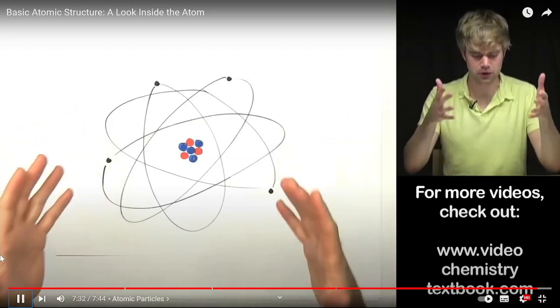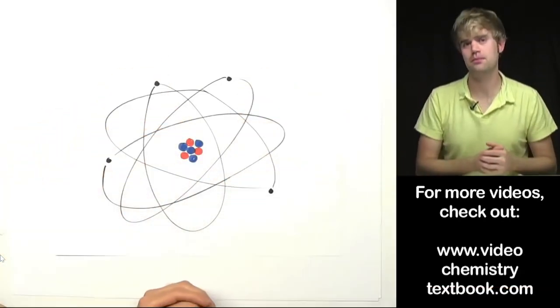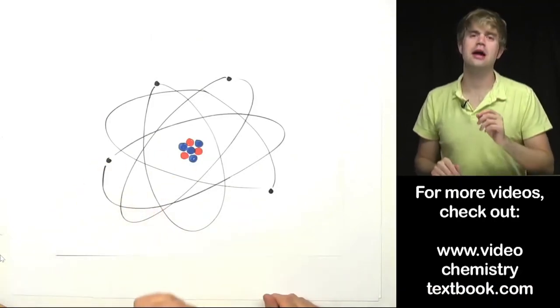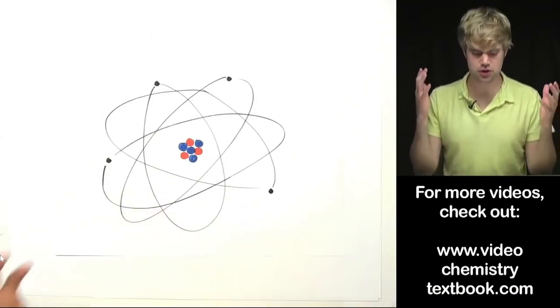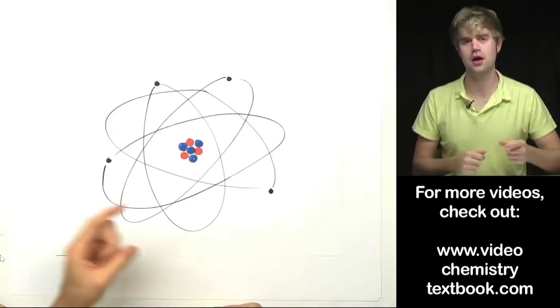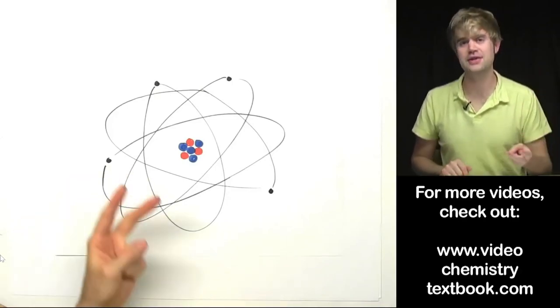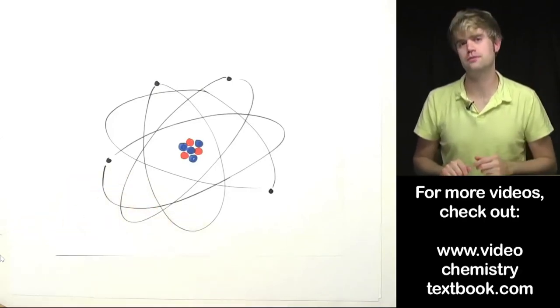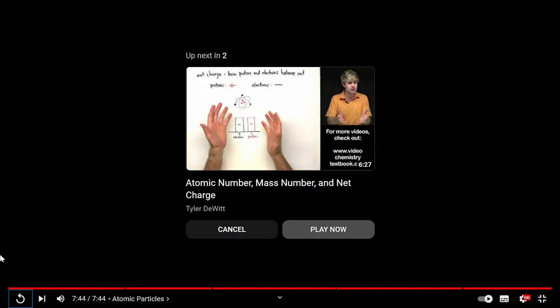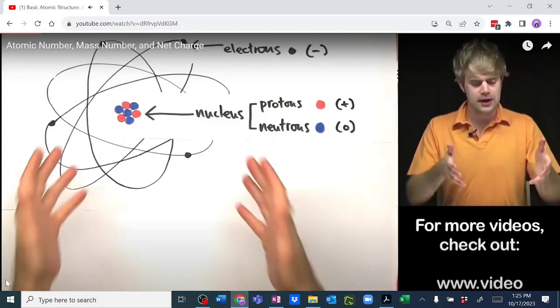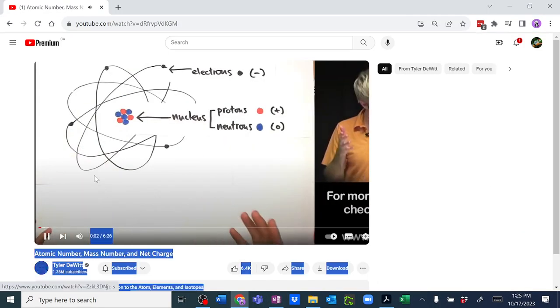Now that we've talked about what an atom looks like and the particles that make it up, we can go discuss some of the characteristics that we can use to describe atoms. These are things like atomic number, mass number, and net charge. Okay. So, here's a diagram. We are done. It's not perfectly accurate.